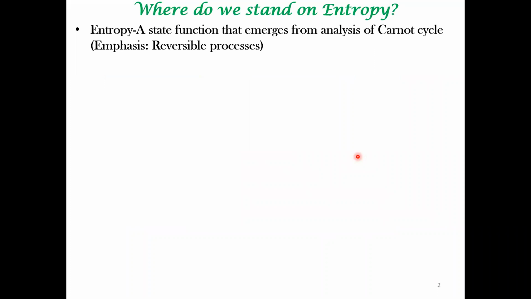All right, so where do we stand on entropy? Right now, we have looked at entropy from different perspectives. We've established there is a new state function that emerges from the analysis of the Carnot cycle. The Carnot cycle is a reversible cycle, and we argued that entropy is a state function. We also gave a computational procedure for getting a magnitude of entropy. So we defined it for a reversible heat transfer at a particular temperature.